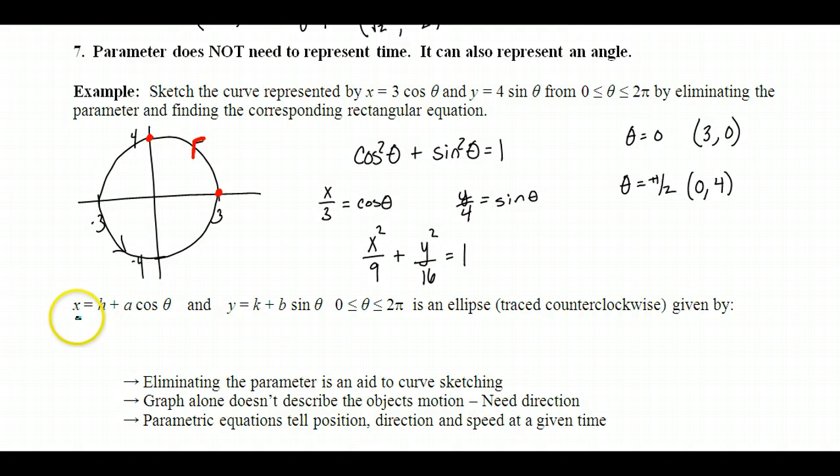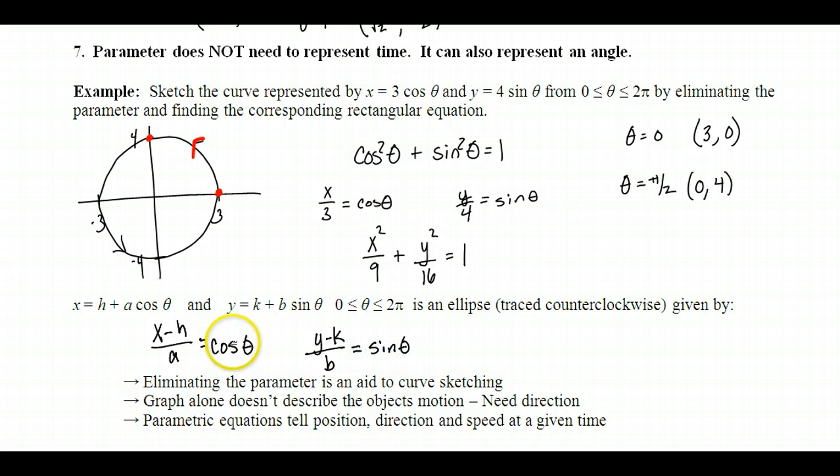Here's our basic equation. You can have an h and a k in there. That will just adjust your center. So x equals h plus a cosine theta and y equals k plus b sine theta, and theta is between 0 and 2 pi. It will always be an ellipse, and it always is traced counterclockwise. What we're going to end up doing is taking x minus h divided by a. So I'm basically solving for cosine. x minus h divided by a equals cosine theta. We'll now solve for sine. y minus k divided by b equals sine of theta.